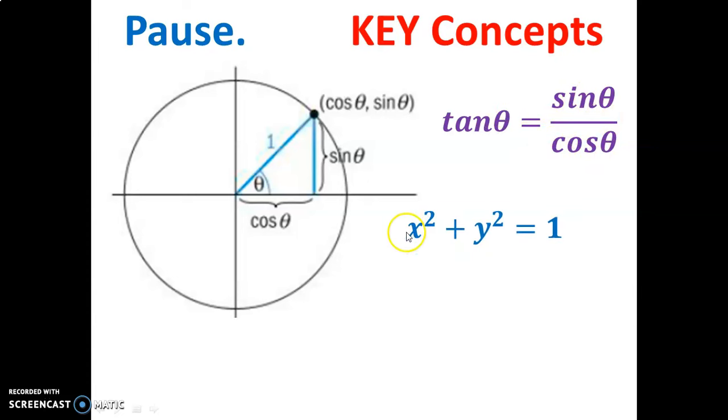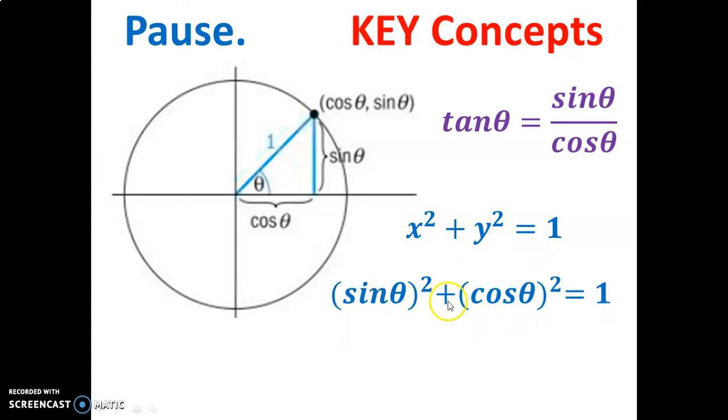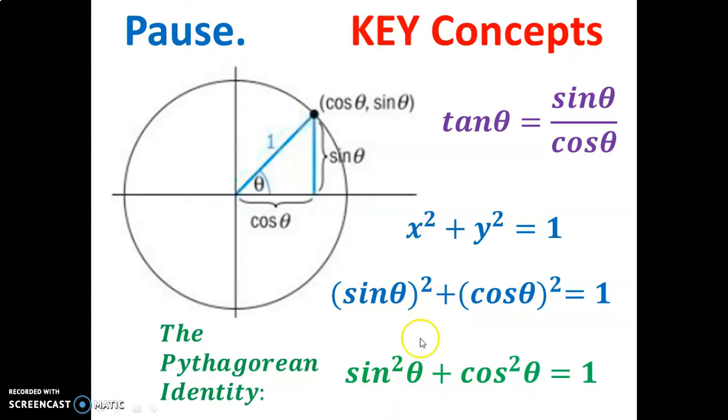We also learned that the equation of this circle is x squared plus y squared equals 1. Therefore, it can be rewritten like this because we know x is your cosine values and y is your sine values. So there we have that. That simplified gives us this, which is called the Pythagorean identity. It is a rule that works in trigonometry.